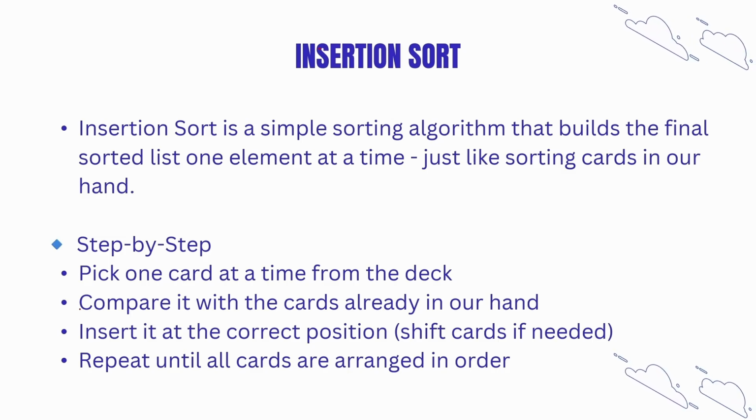For example, say we have a deck of cards and we take 5 cards out of that deck. If we pick one single card from those 5 cards, we see where that card should be placed: which cards are greater than it and which are smaller, and we place it accordingly. Then we take another card and place it at the correct position, and we keep repeating it till all the cards are sorted. This is how insertion sort works.